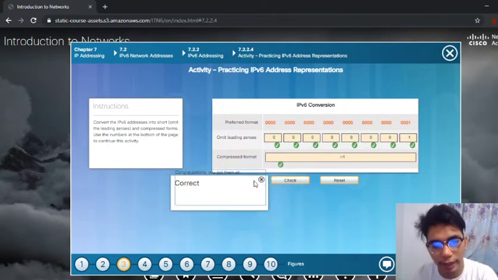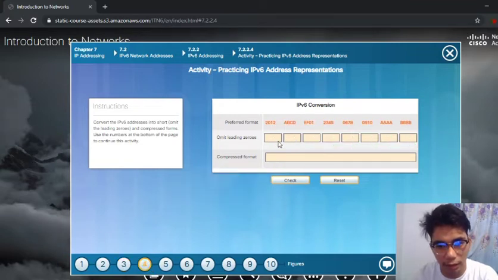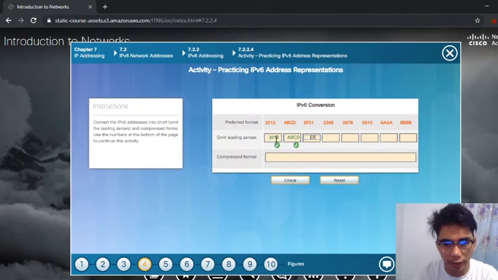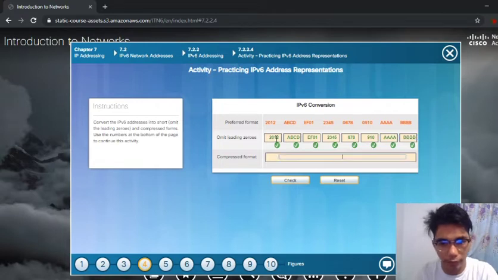As you can see, it's very easy. Then I'll try to answer it fast. 12 A B C D E F 0 1 2 3 4 5 6 7 8 9 10 A B B. So it would be 12 colon A B C D, then colon again E F 0 1, then colon 6 7 8 colon 9 10, then colon again A colon B.